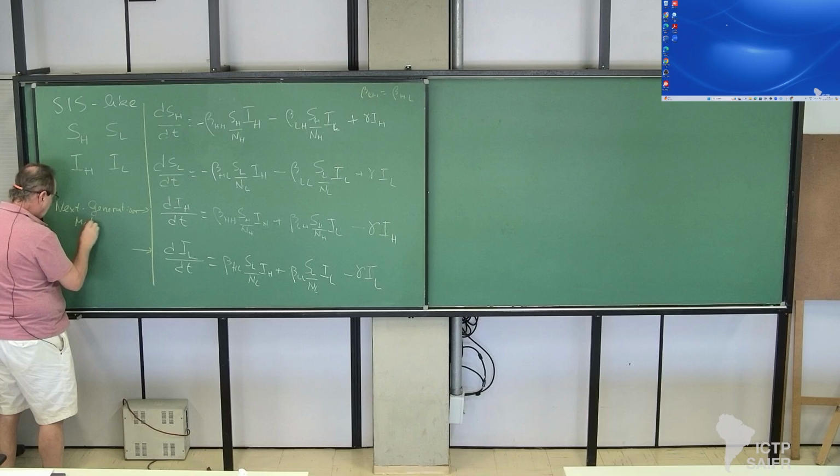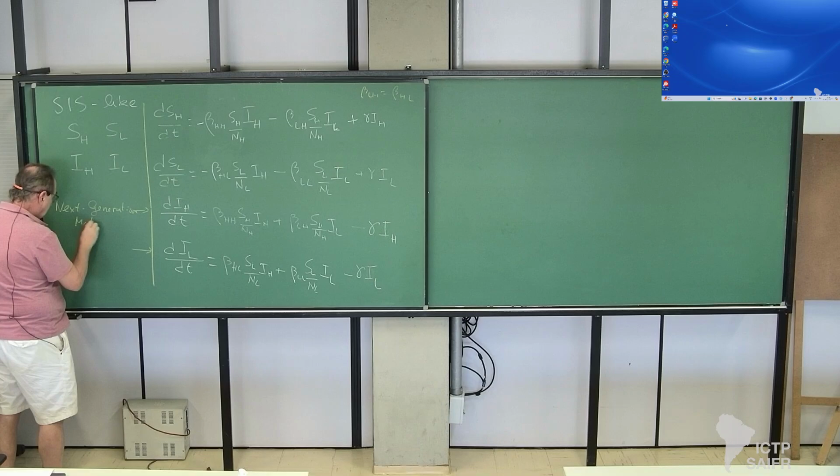One thing you could do, just before going to the numerics, is look at the extreme situation where everybody is high risk. Let's go for that: we don't have low risk people. Then this equation here, let us call it equation A, will be just this.